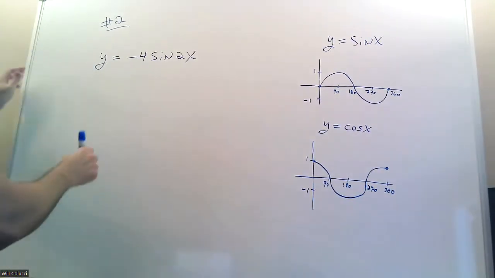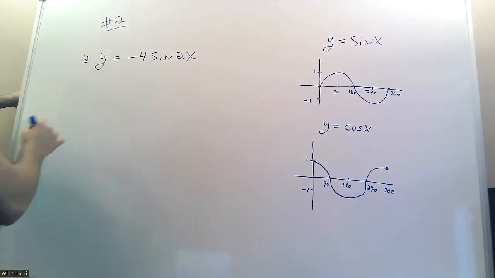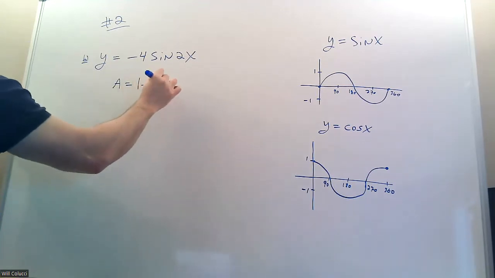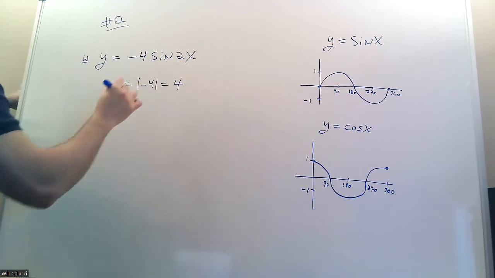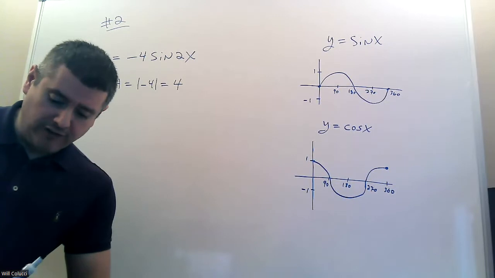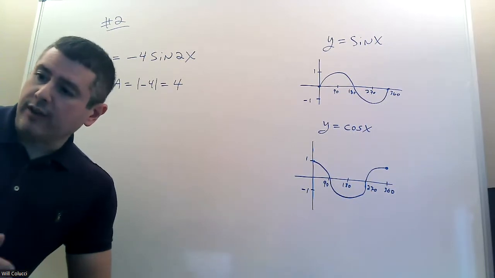All right, here's the second one, which is B. Same as before, you're going to do the amplitude. Now this one's negative. Absolute value of -4 is +4. So that's going to stretch the y-axis to 4 and -4. I will not draw this until the end. And again, you don't do anything stupid with this.